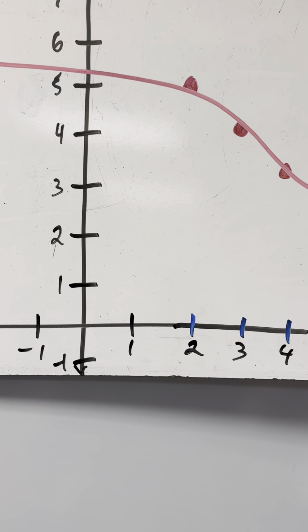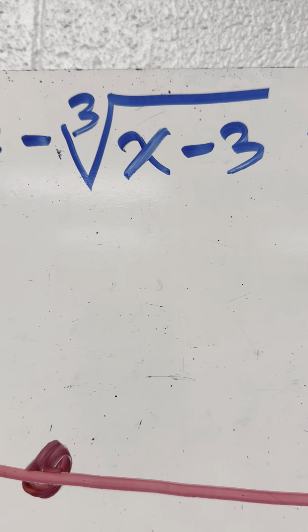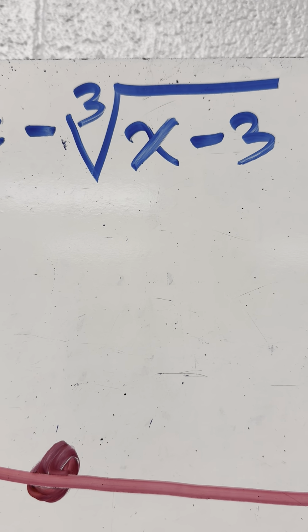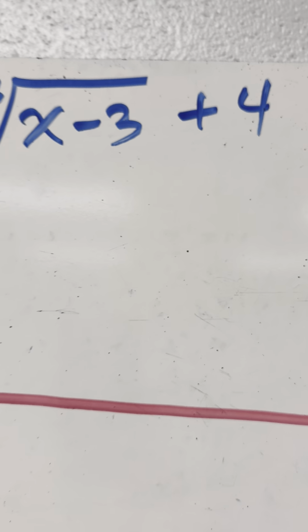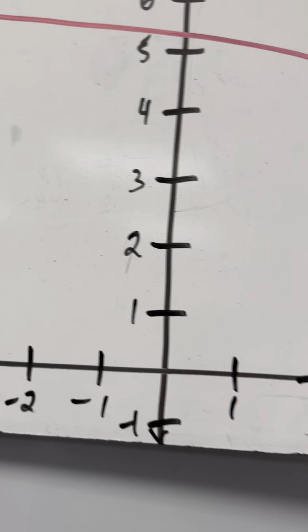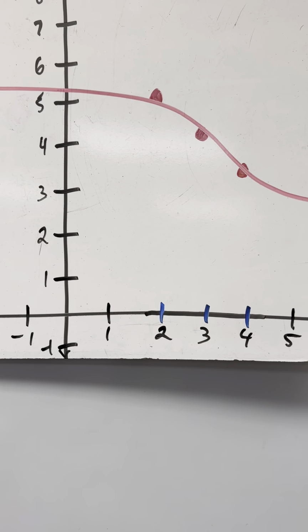Okay. Then I'm going to use 4 because 4 minus 3 is 1. The cube root of 1 is 1. The negative of 1 is negative 1. Negative 1 plus 4 is 3. So 4, 3. All right.